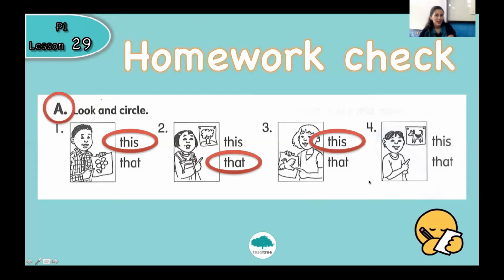And let's check our last picture, number 4. Here you should circle answer this or that. That, because the boy who points at the picture is staying far away, right? Please check your answers, P1. I hope you have no mistakes. Good job. So let's continue our lesson.